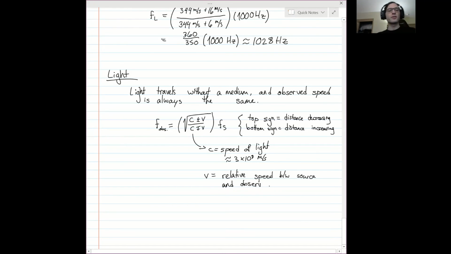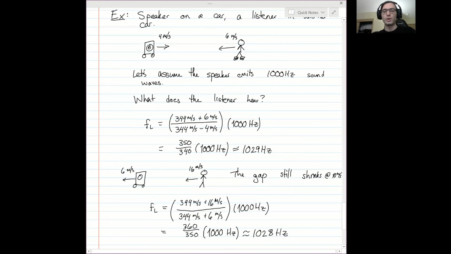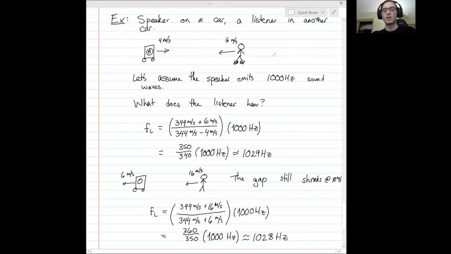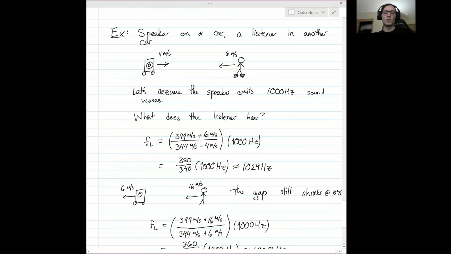Now, why is it that for the case of sound, we had two different speeds, the source's speed and the listener speed, but here we have just the relative speed? For example, for sound we would use 10 meters per second in both cases for v, because that is the relative speed between the two objects. So why do we only care about the relative speed here? Think about it carefully, and you'll realize the reason we had to use two different speeds, and why the relative speed isn't the only thing that matters, is that there's a third speed involved, and that's the speed relative to the air.